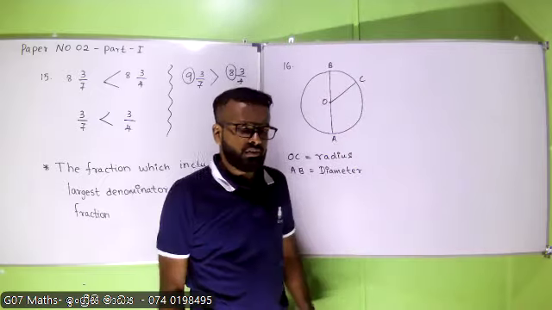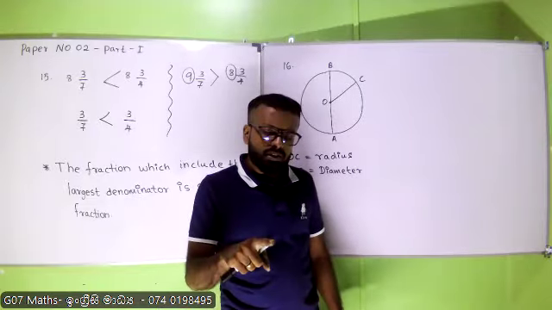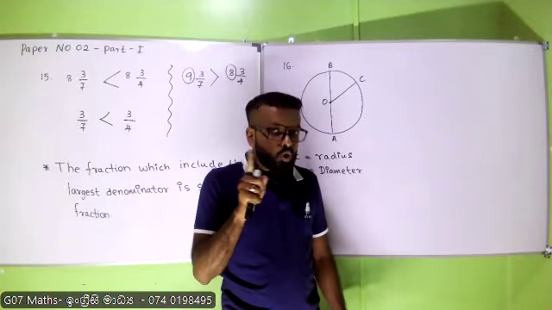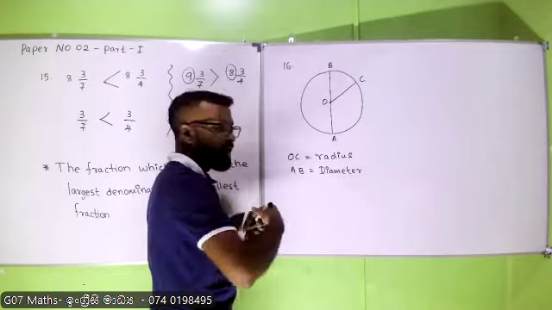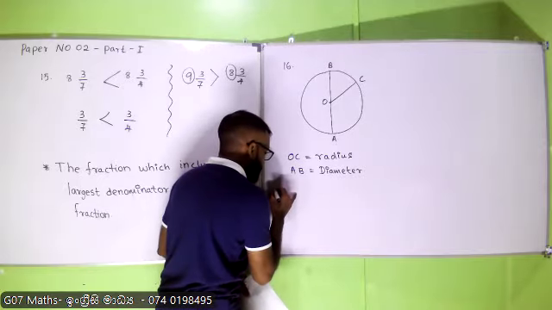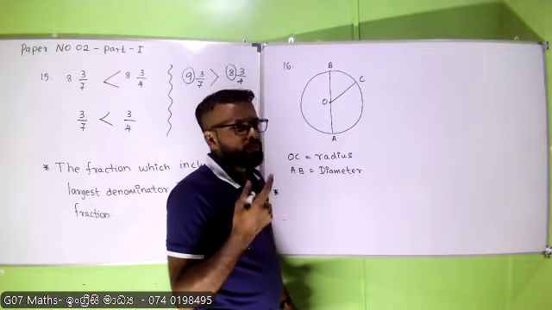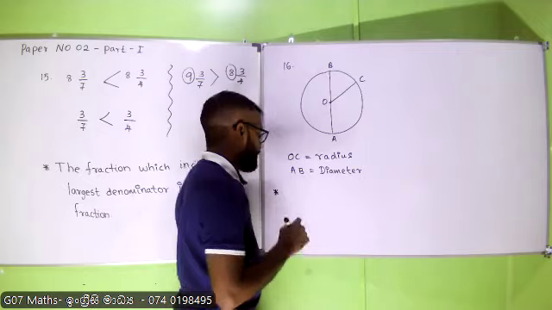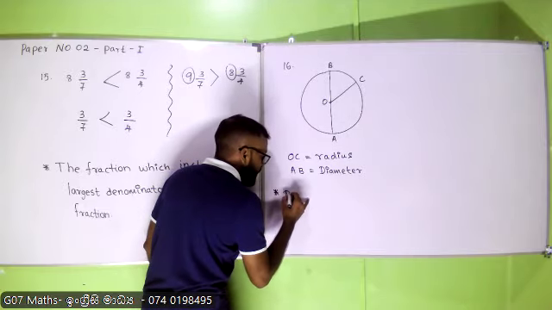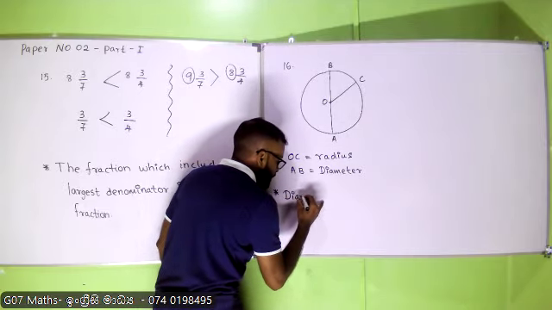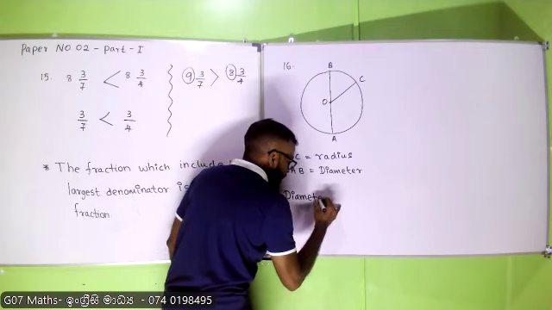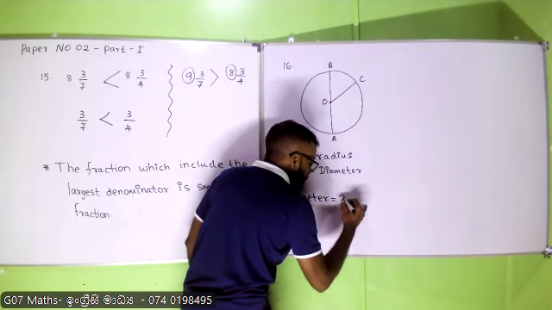If you want, you can write. Diameter is 2 times the radius. Shall I write it so that you can write it? These things can sometimes be in the exam. Diameter equals 2 times radius.